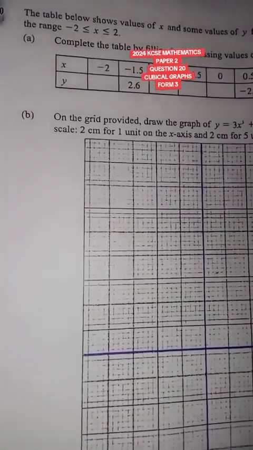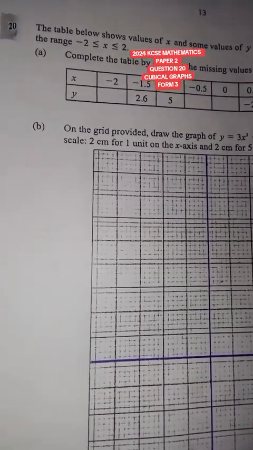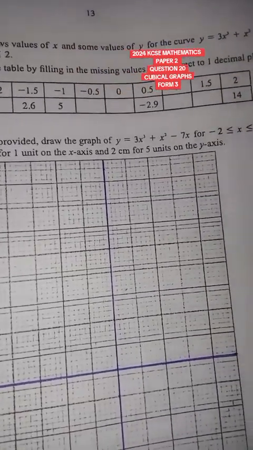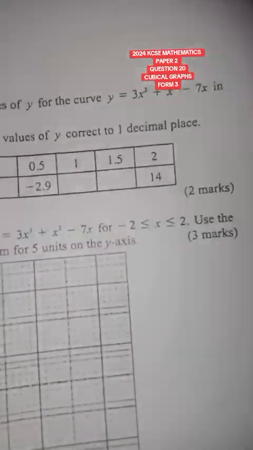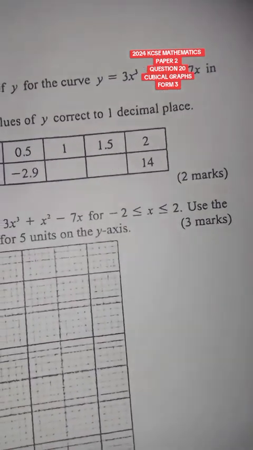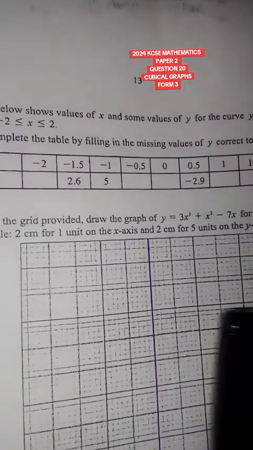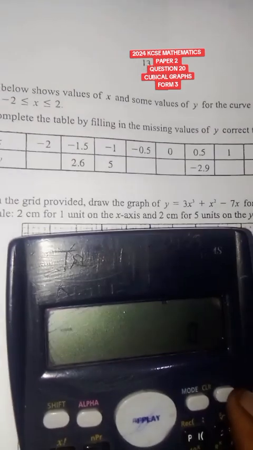Hello friends, question 20 KCSE the year 2024, paper 2. You are told that the table below shows some values of x and y for the curve, that is the equation of the curve. So the first step was to complete the table. Here you just have to use your calculator. Let me do the first one so that you can see.